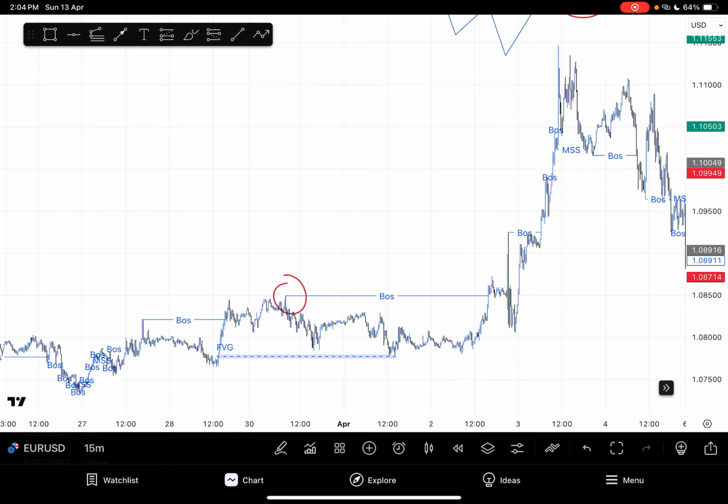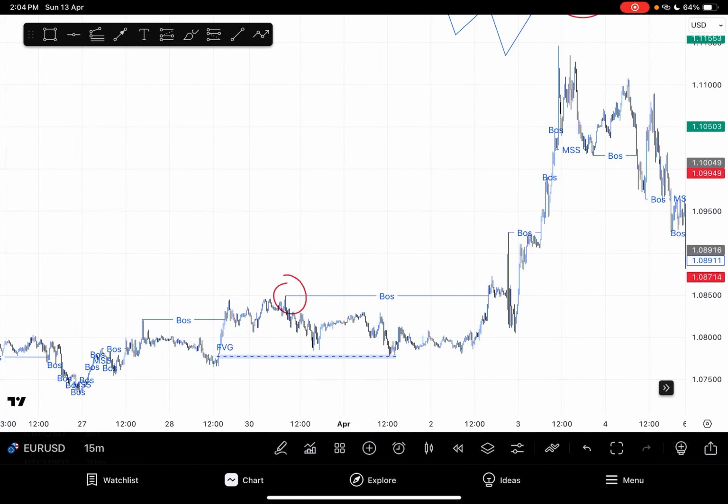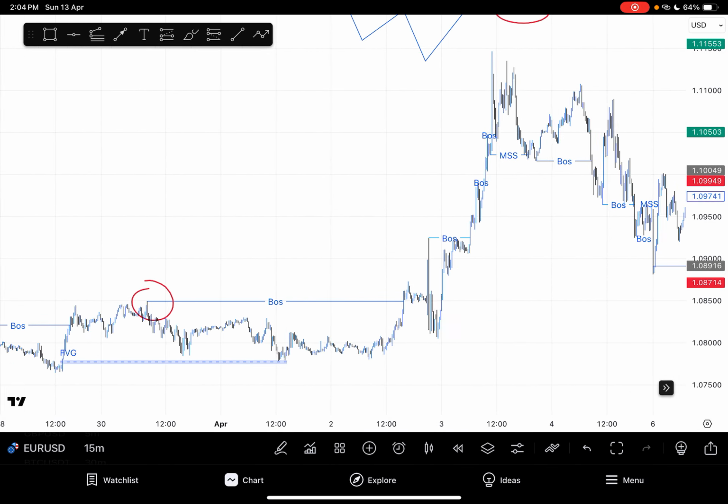And for you to be able to use this tool, you must always know the current trend of the market. So for you to know the current trend of the market, you can start making your analysis from the higher time frame just to know the trend. Then you go to a lower time frame looking for trades in that direction of the trend. So this is the first break of structure.